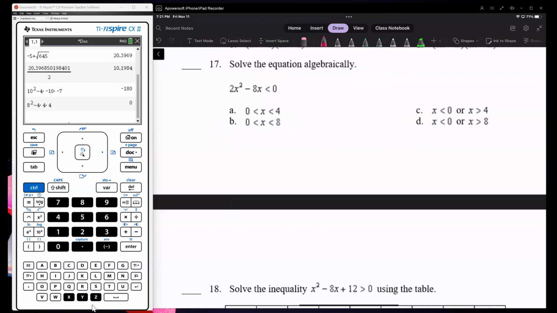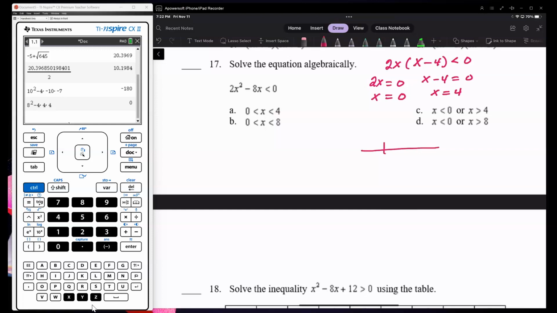17, solve the equation algebraically. Remember, you have to factor if you can. So you have 2x that you can factor, and you have x minus 4 is less than 0. You're going to find your test points. So it's 2x equals 0, x minus 4 equals 0. Divide by 2, so x equals 0, x equals 4.